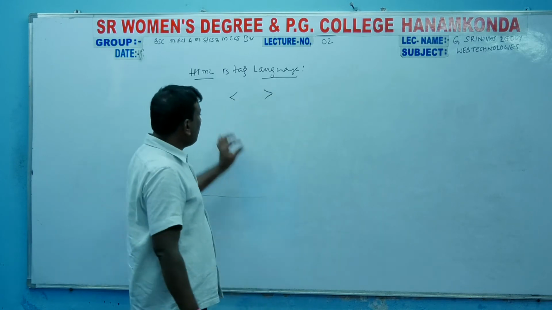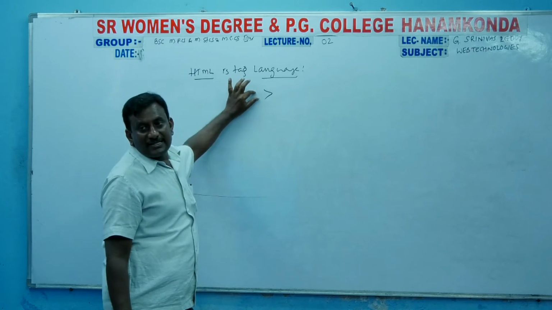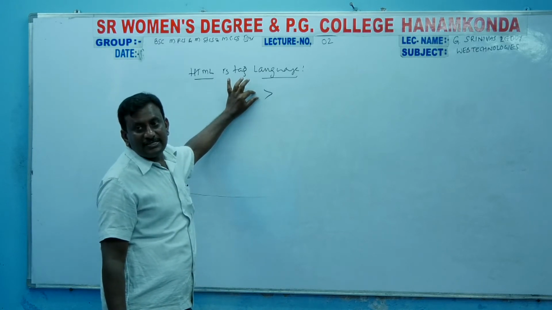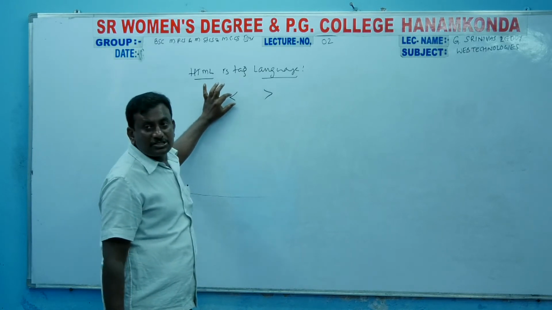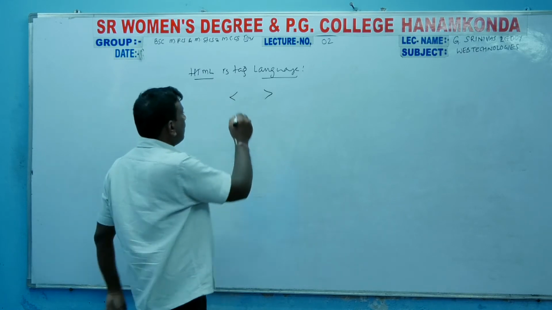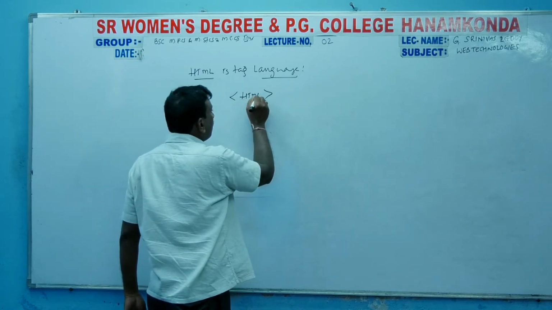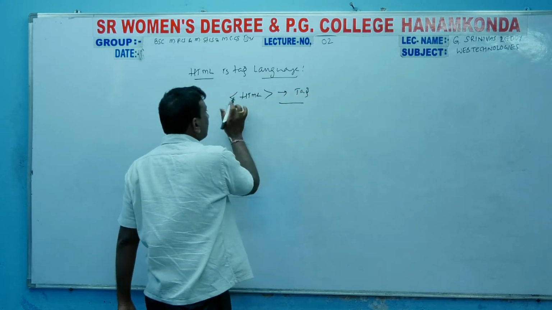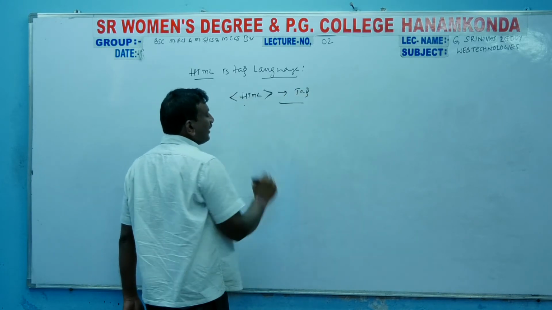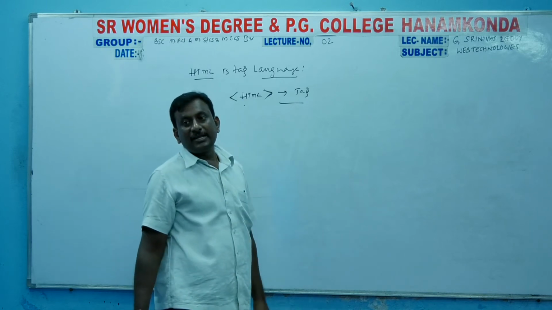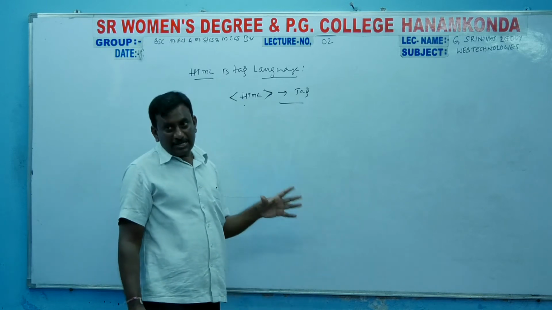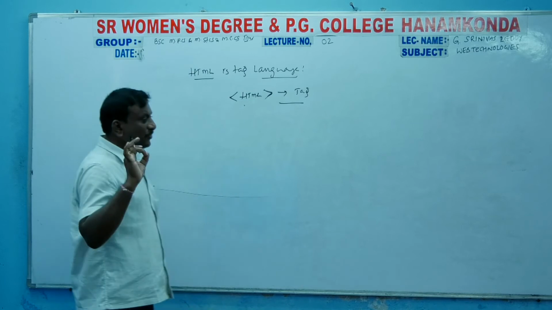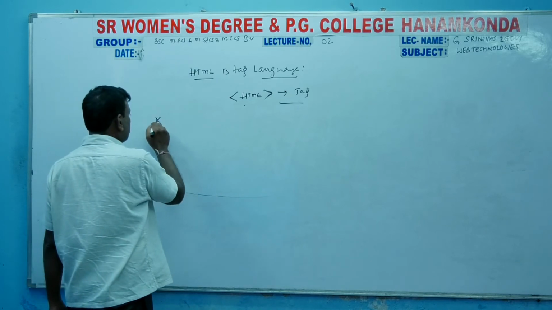In between, you write less than as well as greater than, and that is known as a tag in HTML. Tag means you write angle brackets, left angle and right angle, or the less than and greater than symbols, and in between you can write anything. That is known as a tag language. And HTML is not case sensitive.